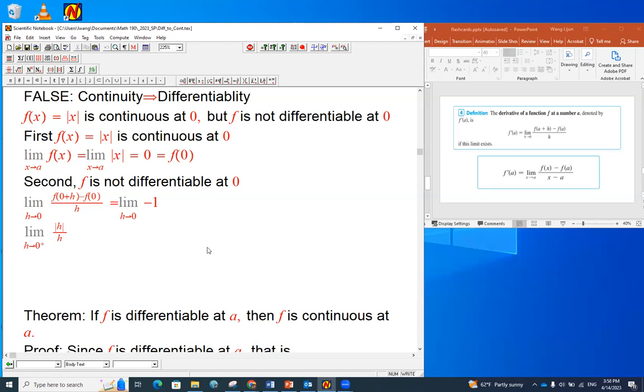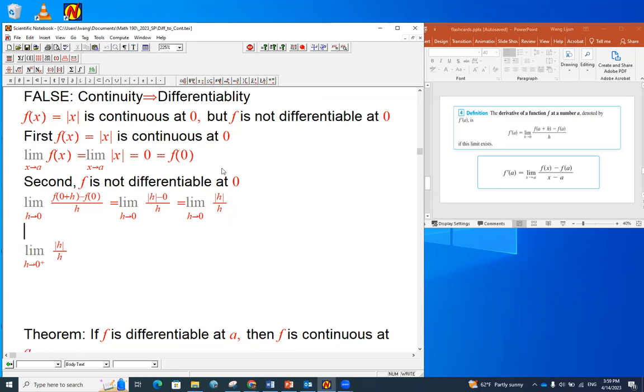Oops. What did I do? I deleted a whole bunch of things. It's okay, no big deal. I'm just going to have to retype these things. So this is the absolute value of h, sorry about that, minus 0, divided by h. So in the end, we have the limit of the absolute value of h divided by h.